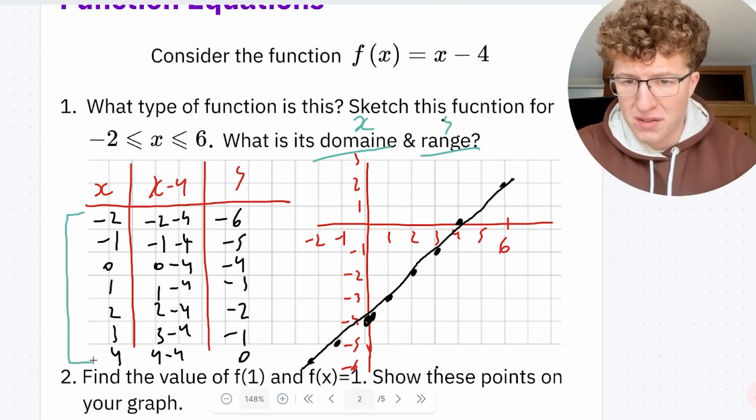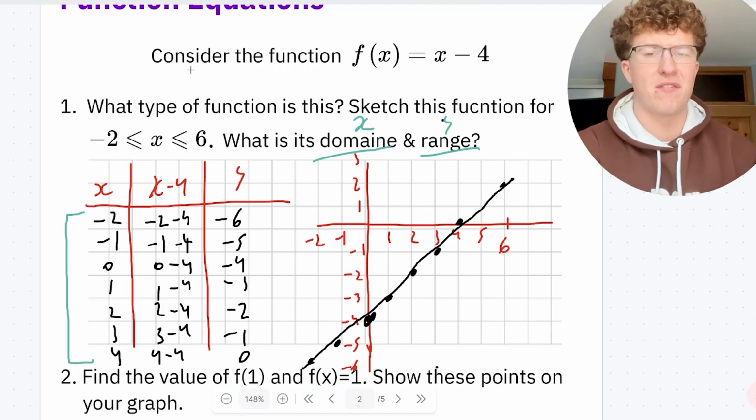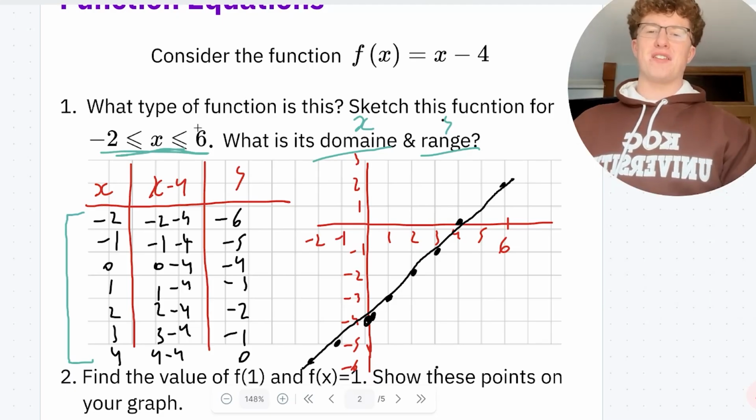Our domain is just -2 to 4. So it's going to be -2, -1, 0, 1, 2, 3, 4. Sorry, 5 and 6 as well. This is our domain. It tells us in the question. It's just -2 to 6.